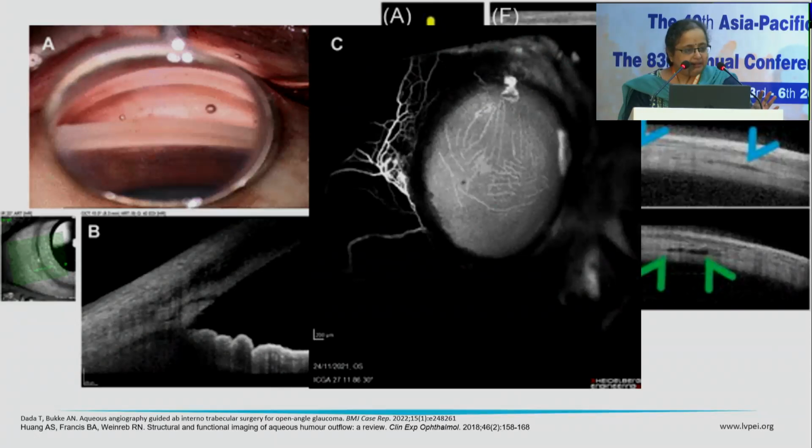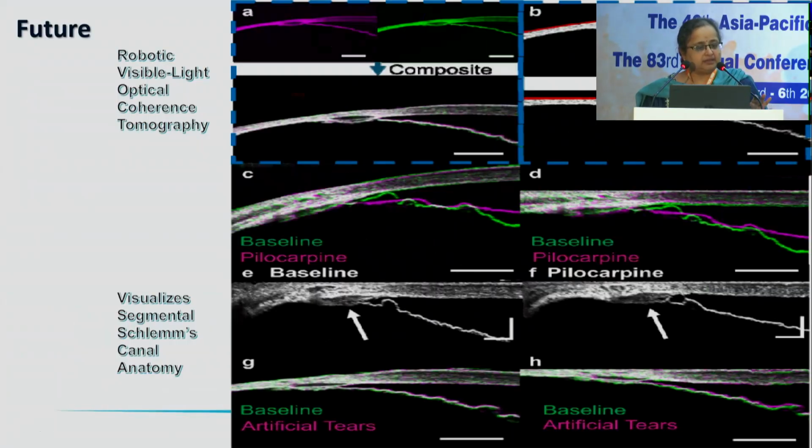Aqueous angiography, yes, people are pursuing. You can actually see, intraoperatively as well as postoperatively, in which area new recruitment of collector channels has happened, but this is not widely available everywhere. So this is one option that you can choose if you have access to that.